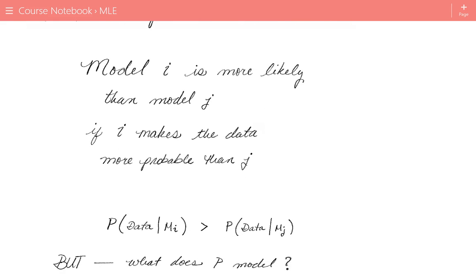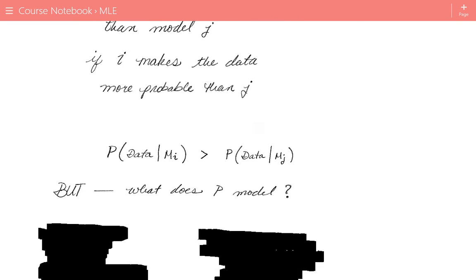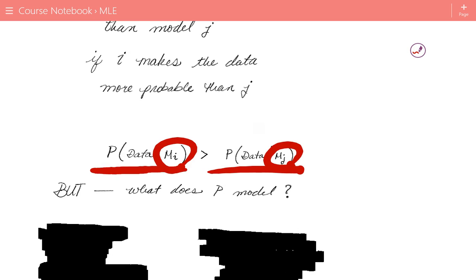This is just simply stating what I've said before. And so we say that a model I, let's say, is more likely than model J, two different specifications, if the model I makes the data more probable than model J. So we could state it this way: probability of the data under a specification model I being greater than the probability under specification of model J. And that would mean that this one we would consider as being more likely.